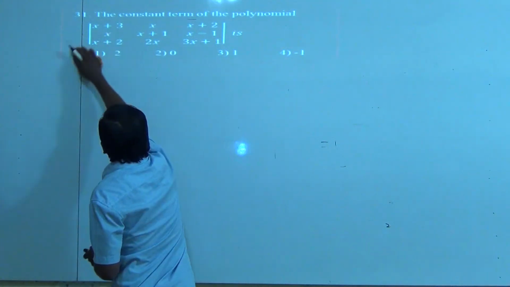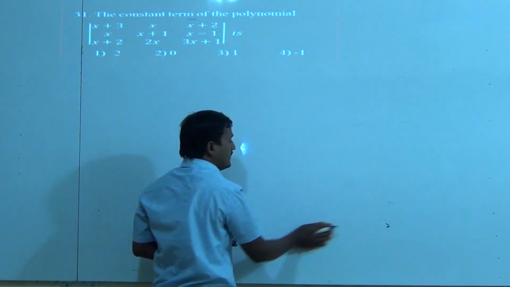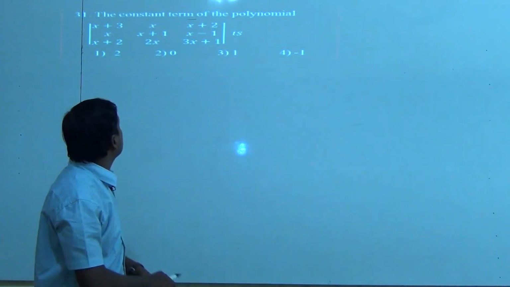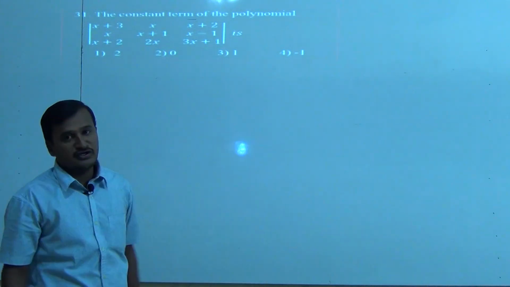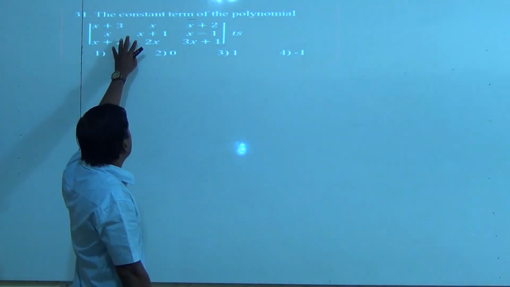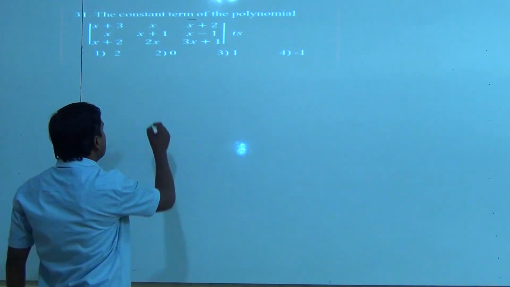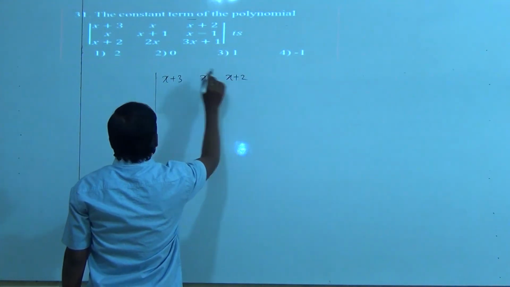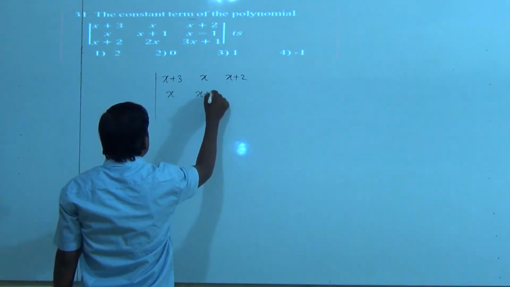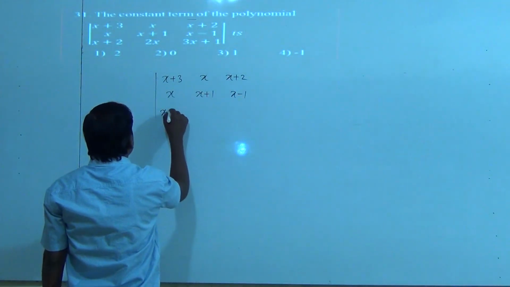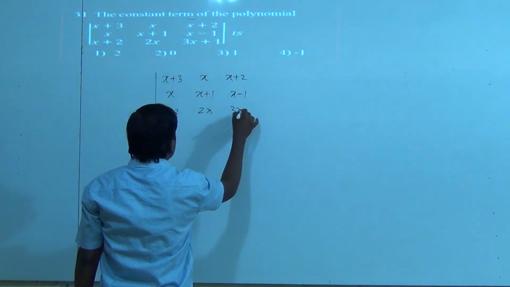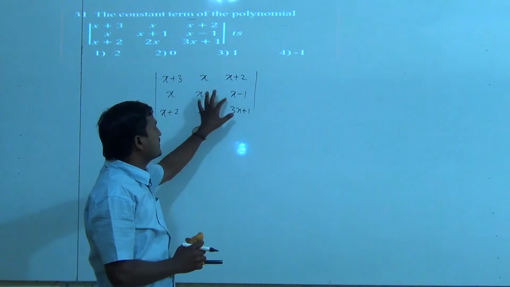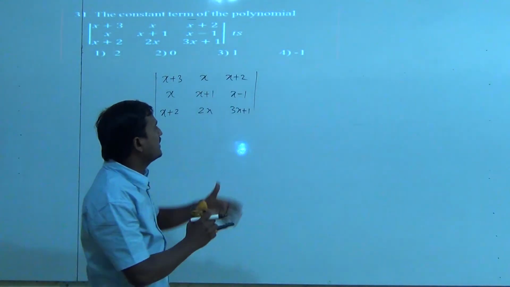So here, okay, the constant term of this polynomial. Here they are given this determinant, right? We should find the constant term. The entries are x plus 2, x plus 1, x minus 1, x plus 2, 2x, 3x plus 1. If you expand this determinant, you are getting one polynomial.